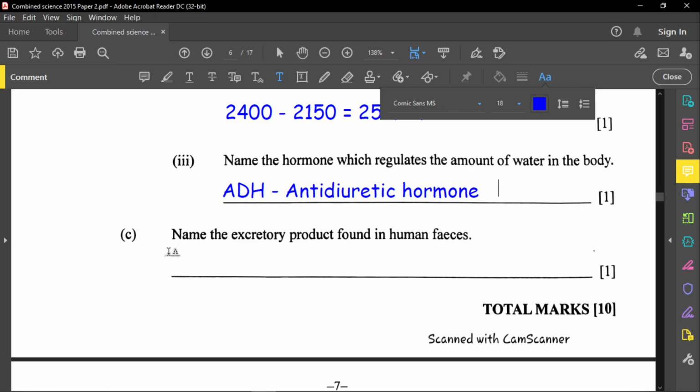As a matter of fact, you could comment in the comment section with possible answers for this. But I'm going to give you three possible things that may work for this, because we consider feces to be undigested food, and remember that an excretory product will really be from a metabolic reaction, or metabolic waste.